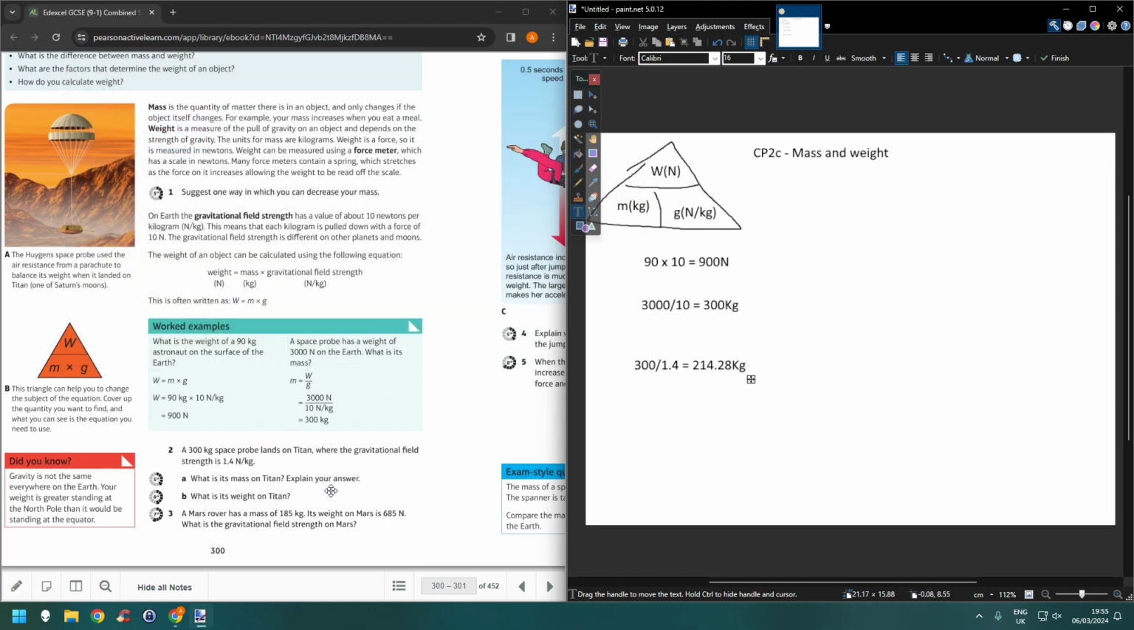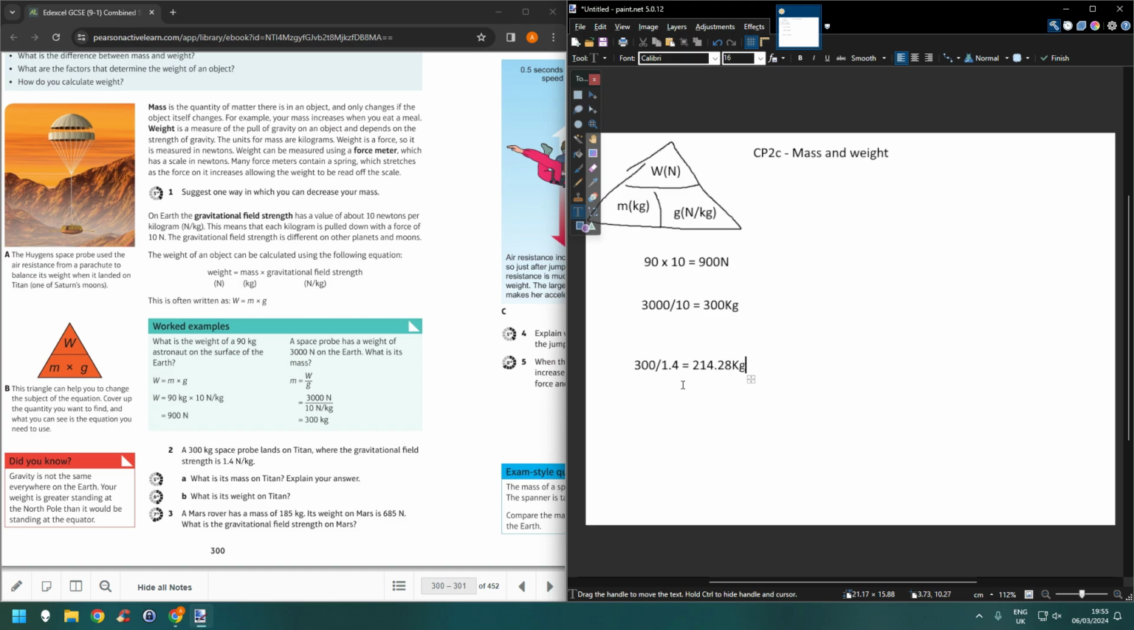Explain your answer. This is the mass because, I suppose you'd say, the mass is not 300 kilograms because the gravitational field strength is different to 10 on Earth. What's its weight on Titan? So if it's 300 kilograms on Earth and it's 1.4 newtons per kilogram, let's see. Right, what's its weight on Titan?